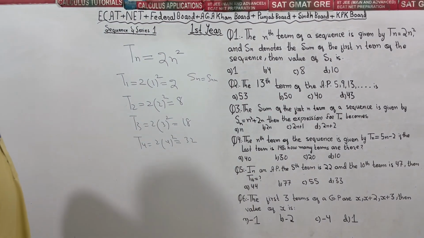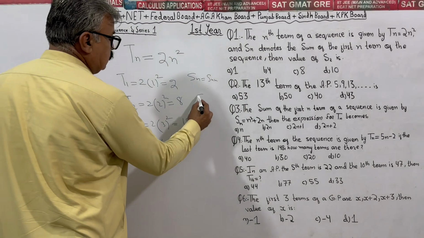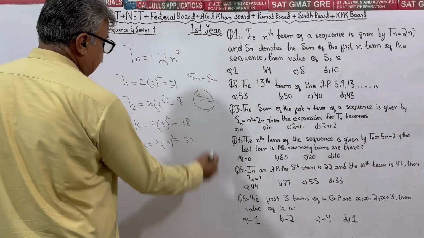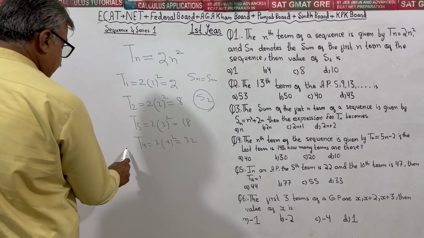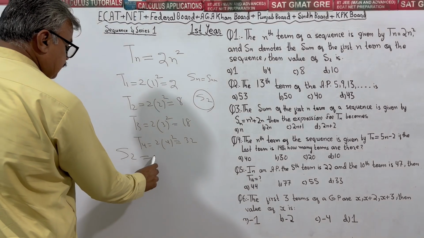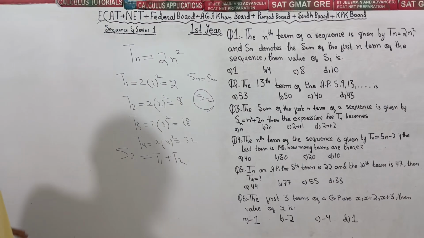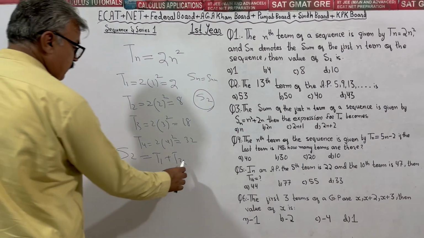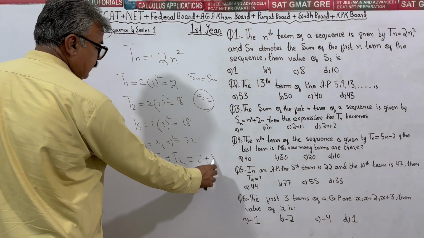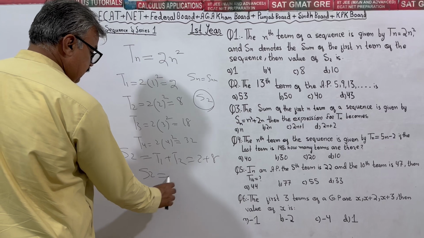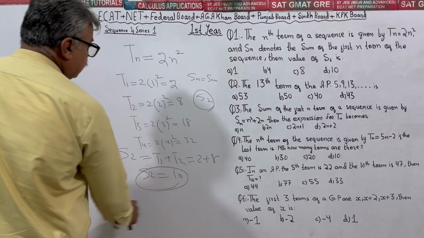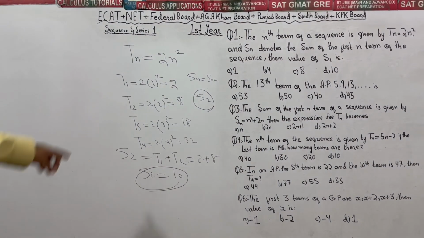What are we asked to find? We are asked to find S2, the sum of the first two terms. S2 means the sum of the first two terms, which means T1 plus T2. Without utilizing any formula, put the values: 2 plus 8. So the sum of the first two terms is given by 10.